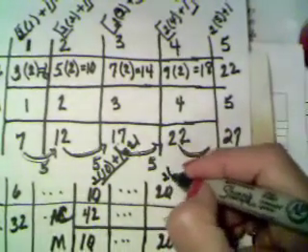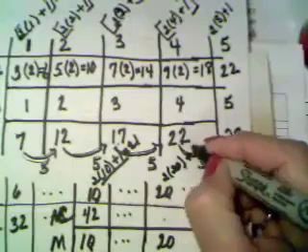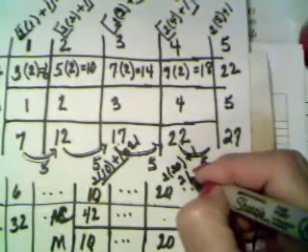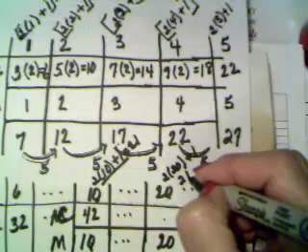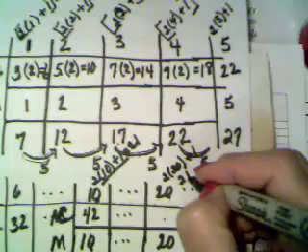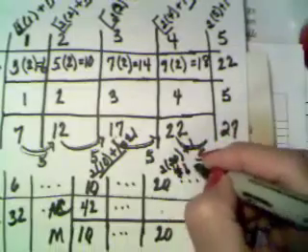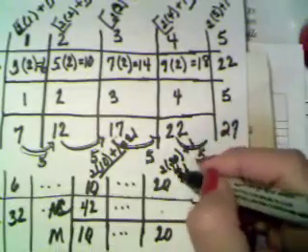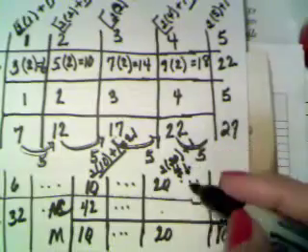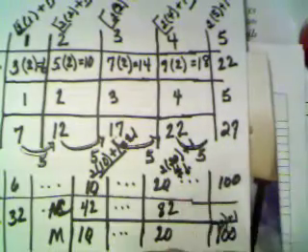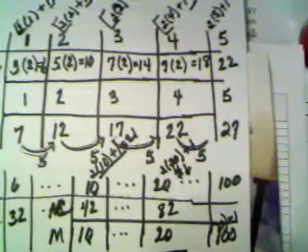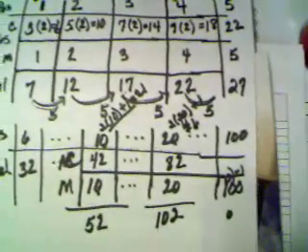I'm going to double 20 and add 1. Most of the time when you double 20, you get 40. So 40 plus 1 is 41. Then double 41, you get 82. So you add that to 20, and you get 102.